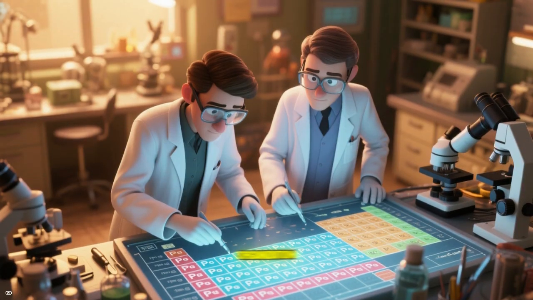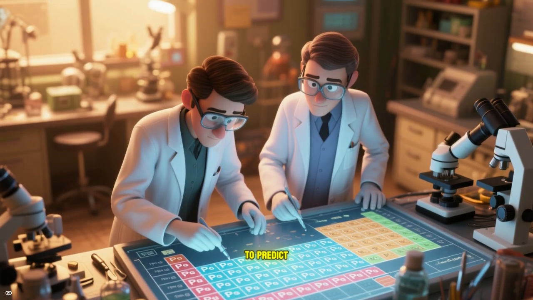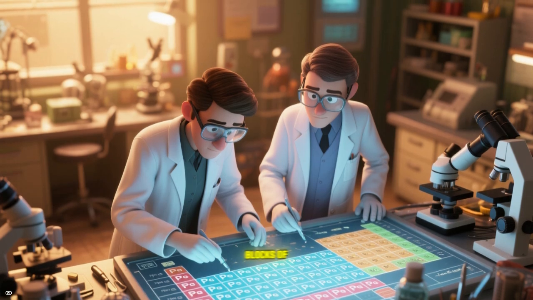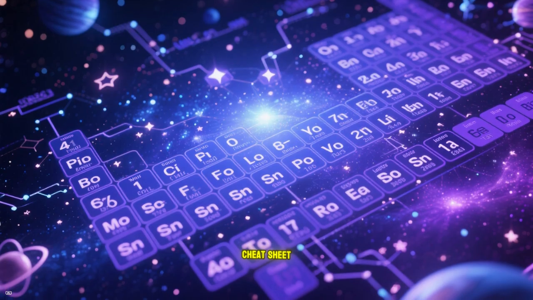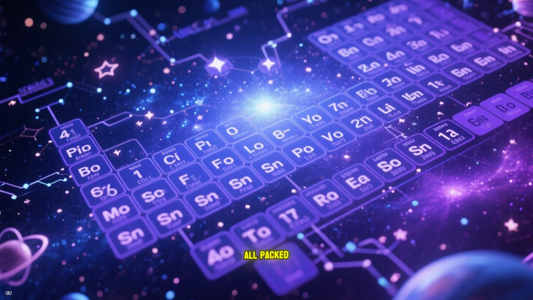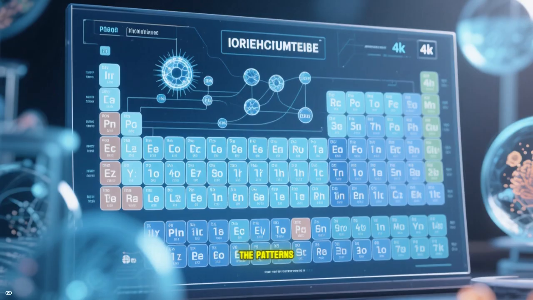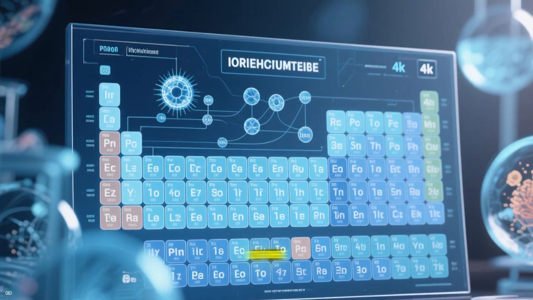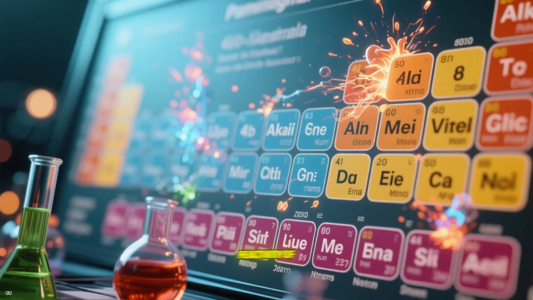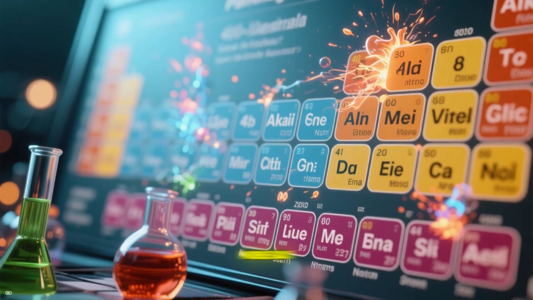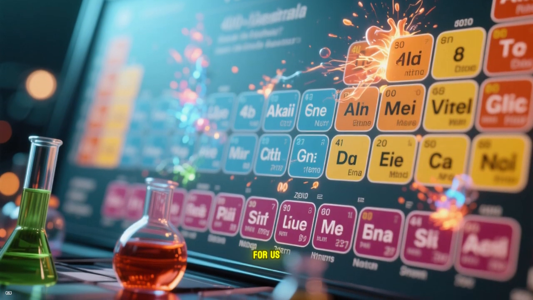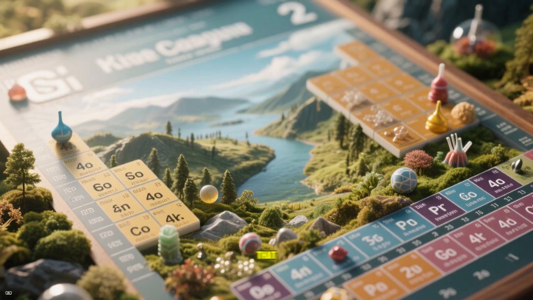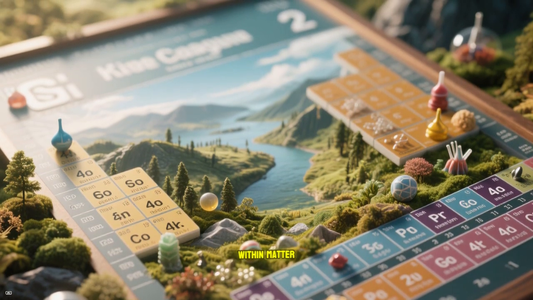understanding. This organization allows scientists to predict how elements will behave, discover new materials, and understand the building blocks of our world. It's a cheat sheet for the entire universe, all packed into one elegant chart. The patterns and trends you can see in the table are a testament to the underlying order of the natural world. From the reactivity of an alkali metal to the stability of a noble gas, it's all laid out for us, and that's our tour of the periodic table. It's a fundamental tool that reveals the beautiful logic hidden within matter.